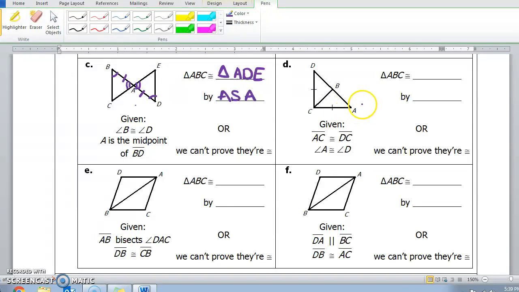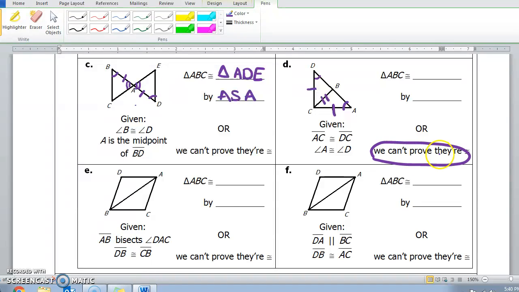Next, on D, we have that AC is congruent to DC. We also have that angle A is congruent to angle D. We next look to see if we have anything else we can prove congruent, which we do, which is CB is congruent to itself, CB, by the reflexive property. However, this is angle side side, which is not a congruence theorem, so we cannot prove that they are congruent.